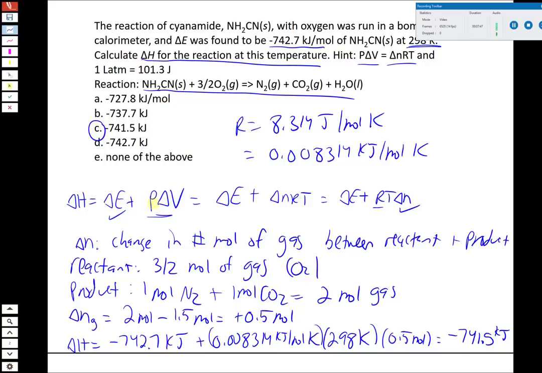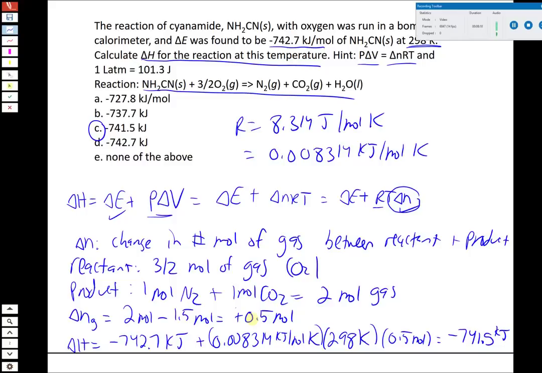So as you can see, they're not very different from each other in this case. But because there is a non-zero delta N, this is the key term here that tells us whether or not delta H and delta E are the same. Because that is non-zero, it's 0.5 in this case, not a huge number, there's going to be some difference between delta H and delta E. And as you can see, it's on the order of just 1 kilojoule in this case, so not a huge amount in a relative sense. Alright, so that's how we approach that one.